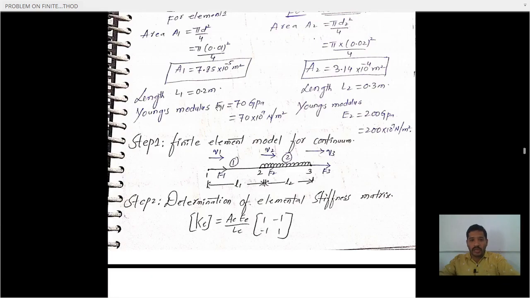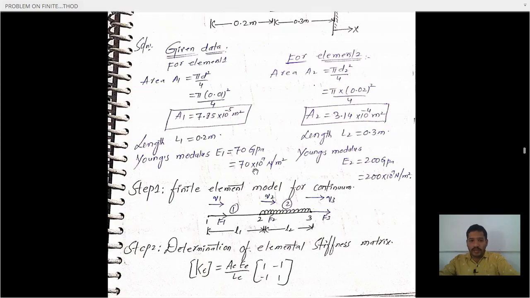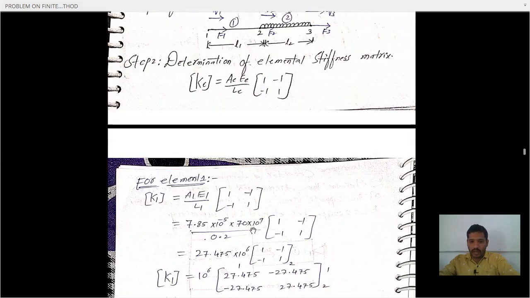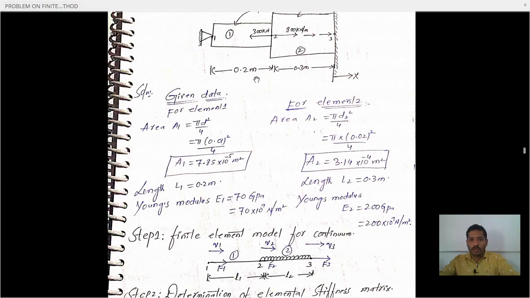So how much is A1? The area we already found is 7.85 into 10 power of minus 5. The modulus of elasticity of the material we already found is 70 into 10 power of 9. The length of the first element is given as 0.2 meter, with the matrix [1 -1; -1 1] as it is. If you divide it out, you get 27.475 into 10 power of 6, times [1 -1; -1 1].